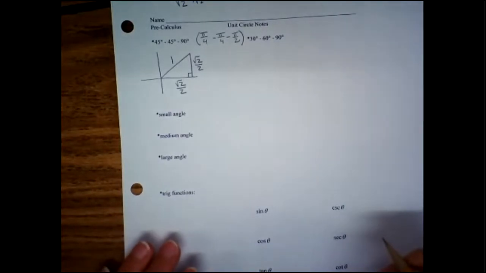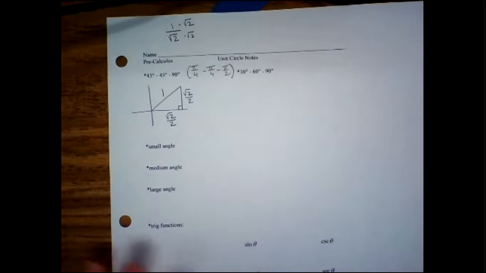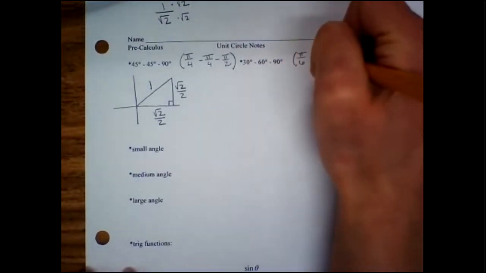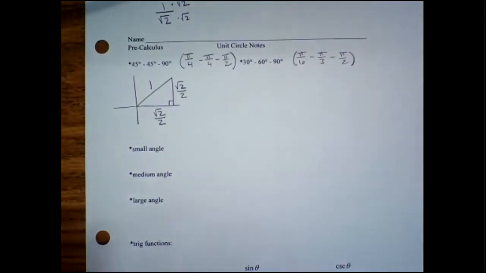All right, so let me see, which one of these do I want to do first? Now 30, 60, 90, you want to start to think of that as pi over 6, pi over 3, pi over 2, because that's what that is in radians. Pi over 6 is 30 degrees, pi over 3 is 60 degrees, pi over 2 is 90 degrees.